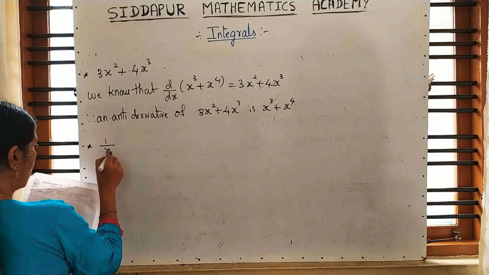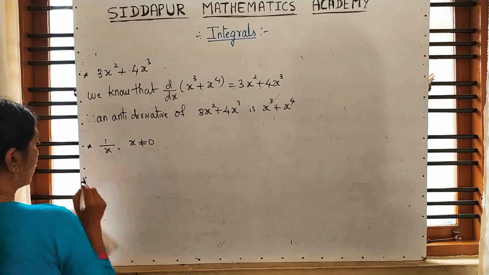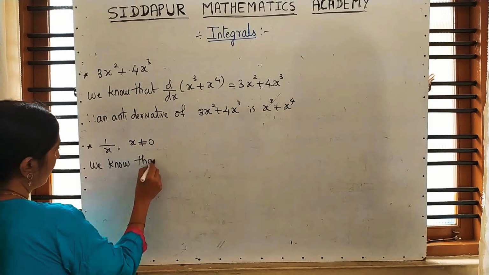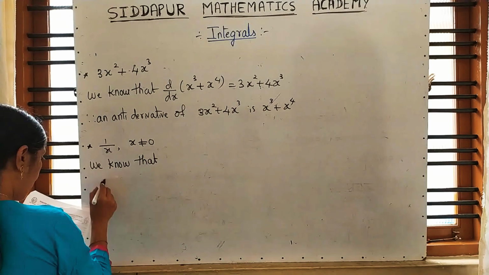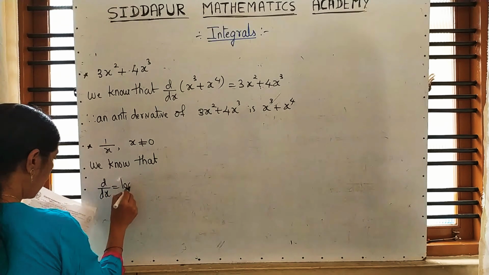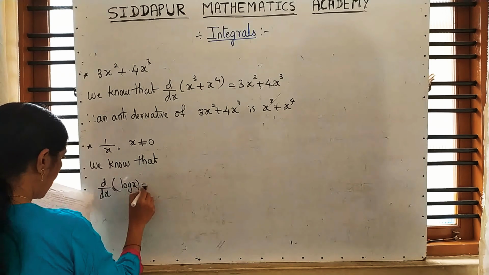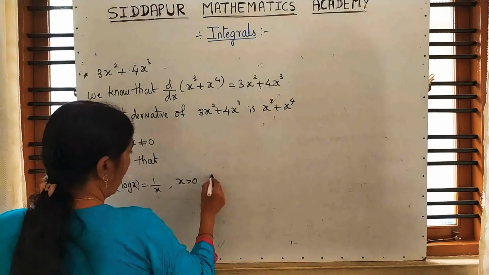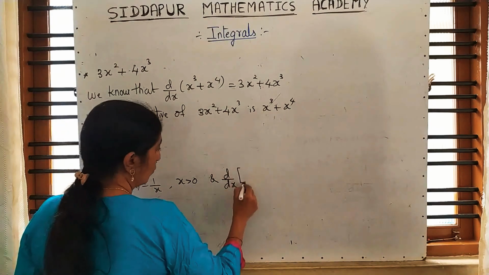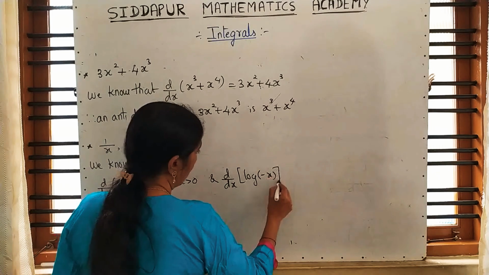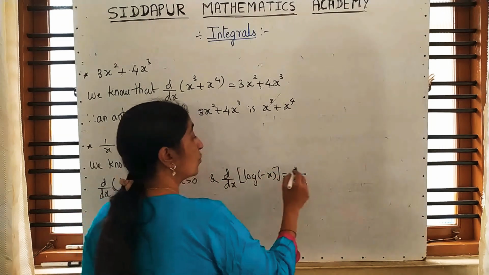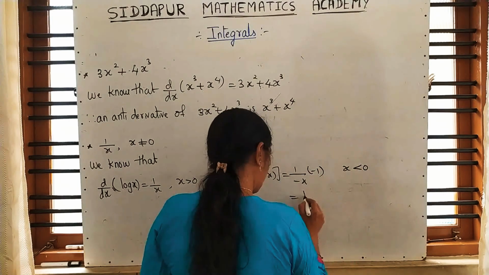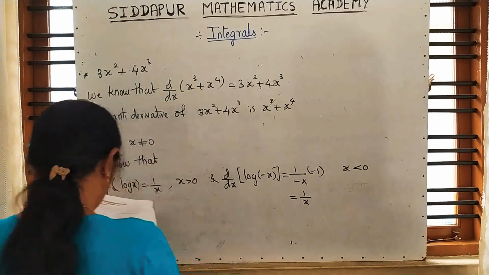One more example, 1/x, where x is not equal to 0. See, here we have two possibilities. We know that differentiation of log x is 1/x. Here x is greater than 0. And differentiation of log of minus x will be what? 1/(minus x) into differentiation of minus x, which is minus 1. Here x is less than 0 and after simplification you will get 1/x only.